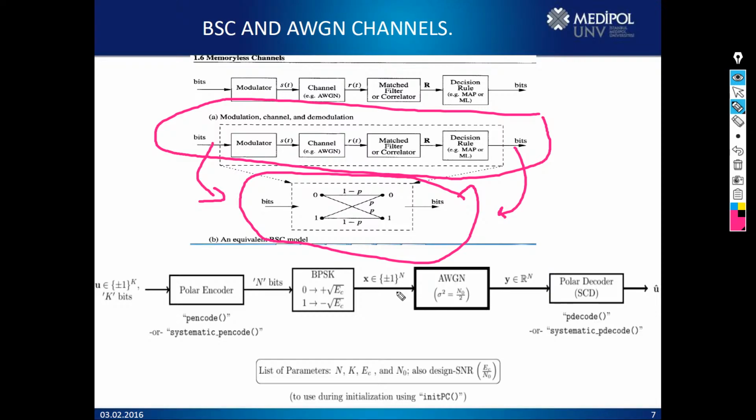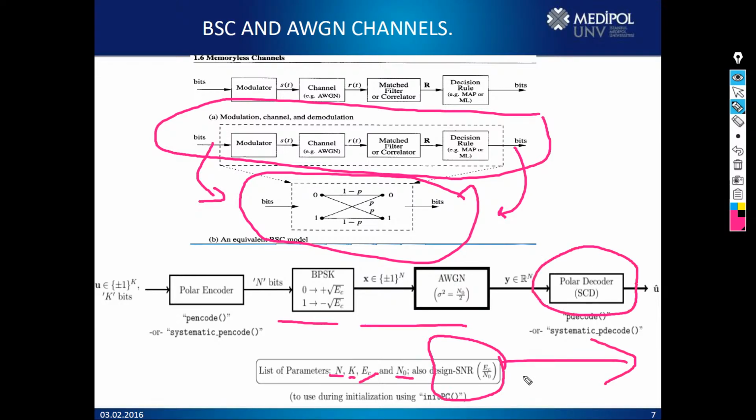The list of parameters we care about is n, which is the length of the encoded sequence, k, which is the length of the information bit sequence, Eb, which is the energy of the bit, and N0, which is the noise power. And you define the design SNR. The design SNR is basically the value that we use to construct the polar codes. We will show you how now.